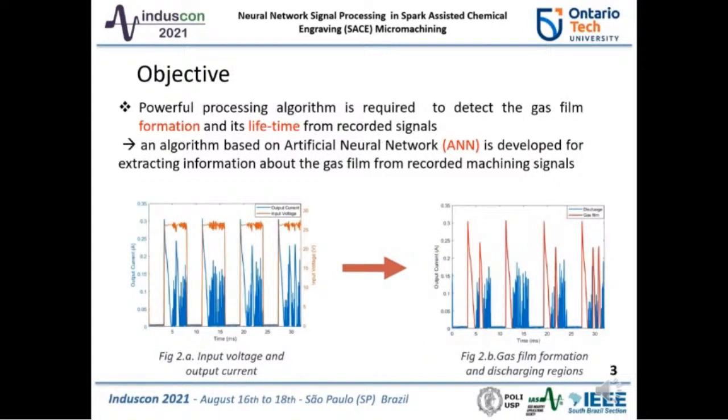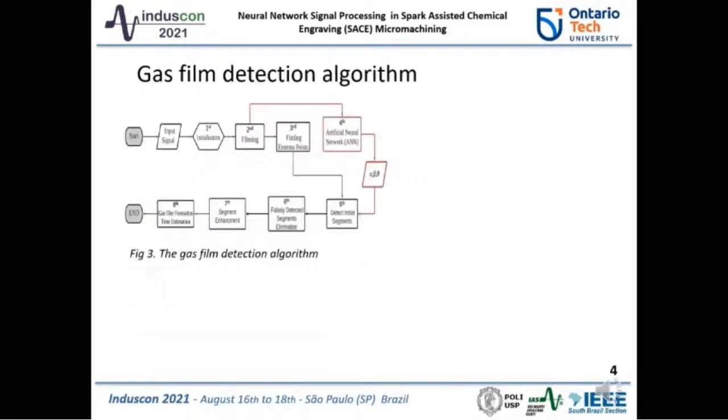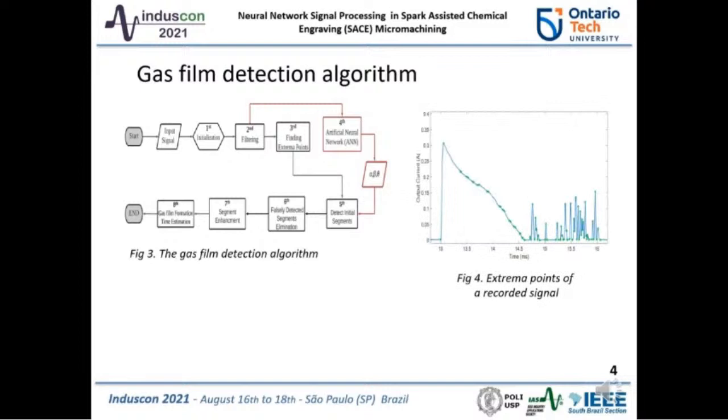So we have created a robust, fast, and accurate algorithm for detecting gas film regions. An artificial neural network is also used in this algorithm. In this study, signal processing is carried out based on the following flowchart. After initialization in the first step and filtering in the second one, the algorithm detects the edge points in the third step.